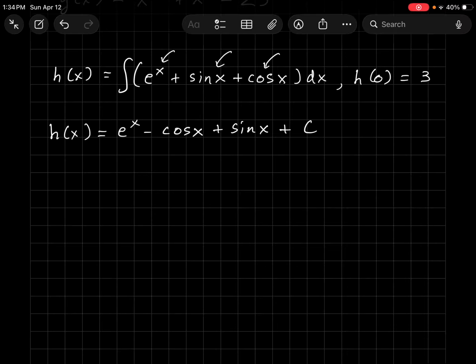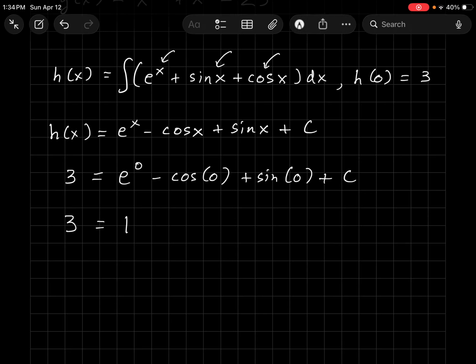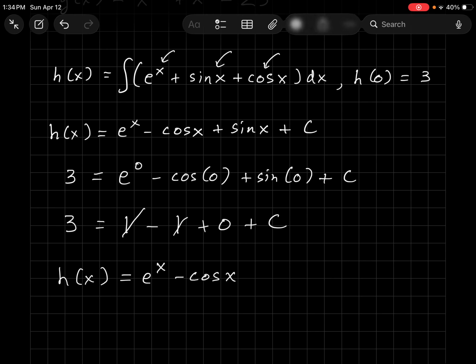Plugging in our values, we get 3 for h equals e to the 0 minus cosine of 0 plus sine of 0 plus c. 3 equals 1 minus 1 plus 0 plus c. So c equals 3, and we get our particular solution, h equals e to the x minus cosine of x plus sine x plus 3.